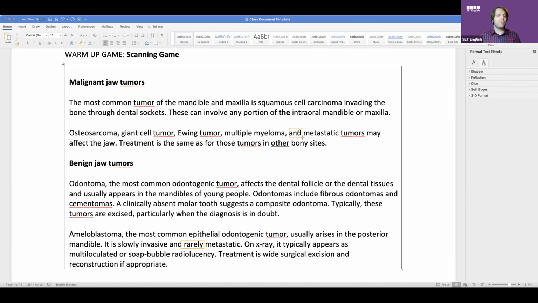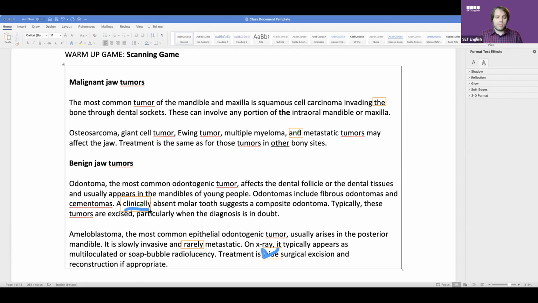Okay, find me the word before bone. 5, 4, 3, 2, 1. The. Yeah, the. Okay. Find me the word before surgical. 5, 4, 3, 2, 1. Wide. Yeah, good. Chara, you've got that there as well. Find me the word before absent. 5, 4, 3, 2, 1. Go. Clinically. Yeah, clinically.